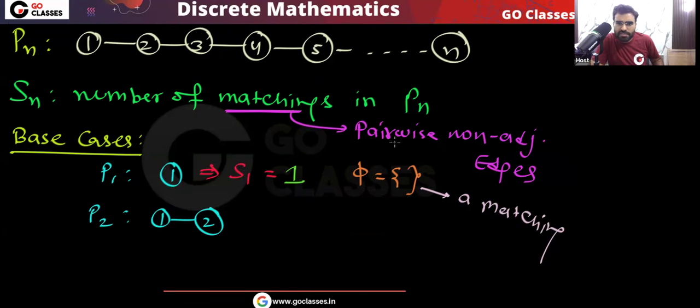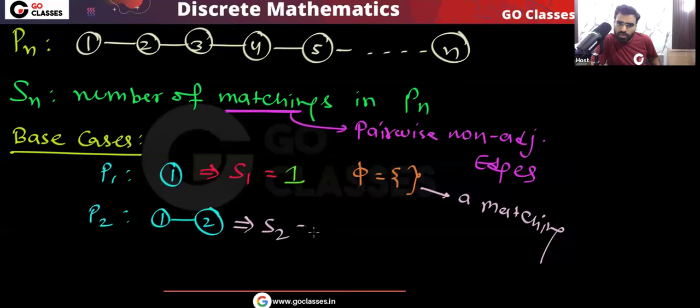A matching is a set of edges which are pairwise non-adjacent. Here you can see this is a set of edges. Of course, there is no edge in it, but the point is this is a set. This empty set is a matching. So in this path graph on one vertex, there is one matching. So S1 will be 1.